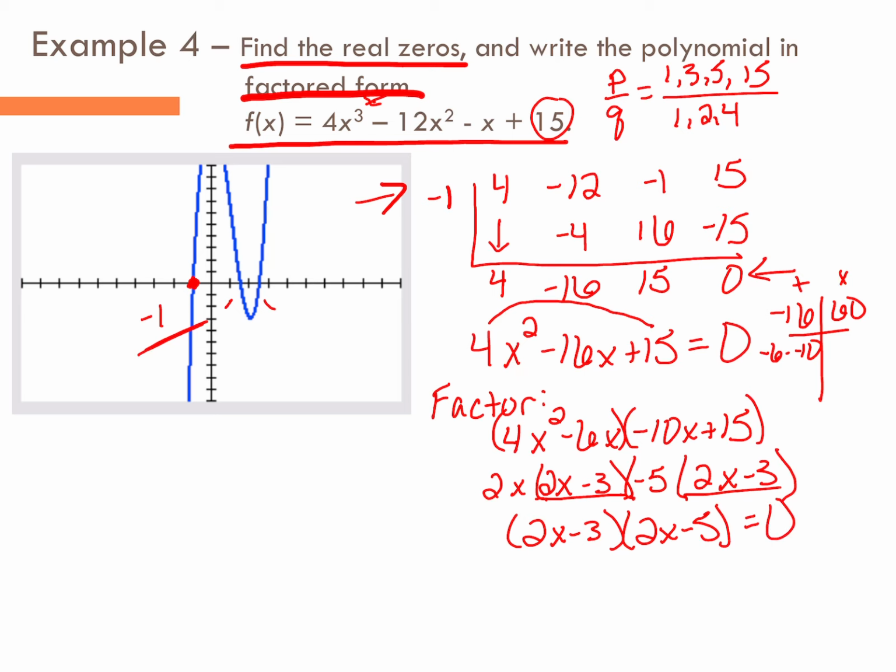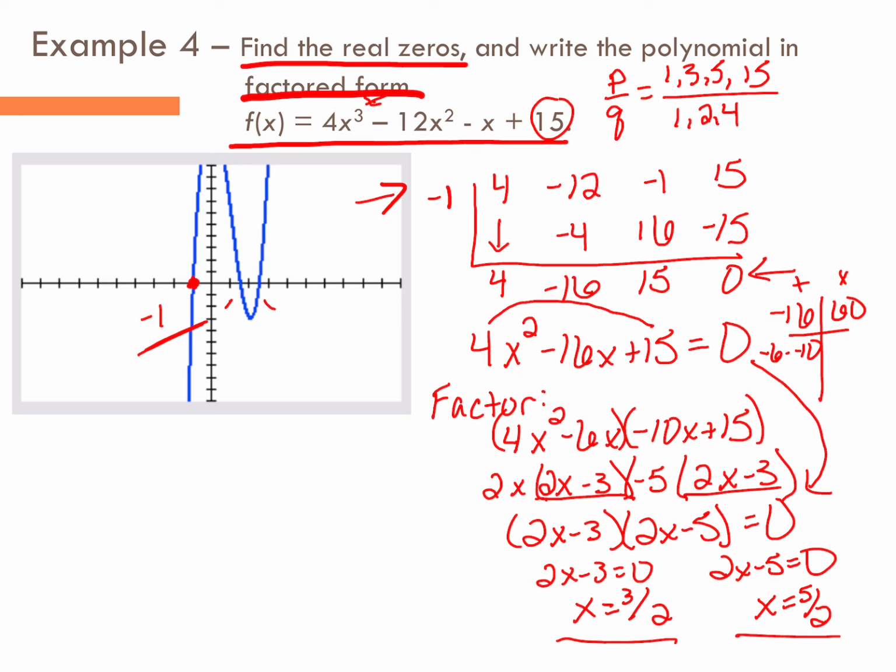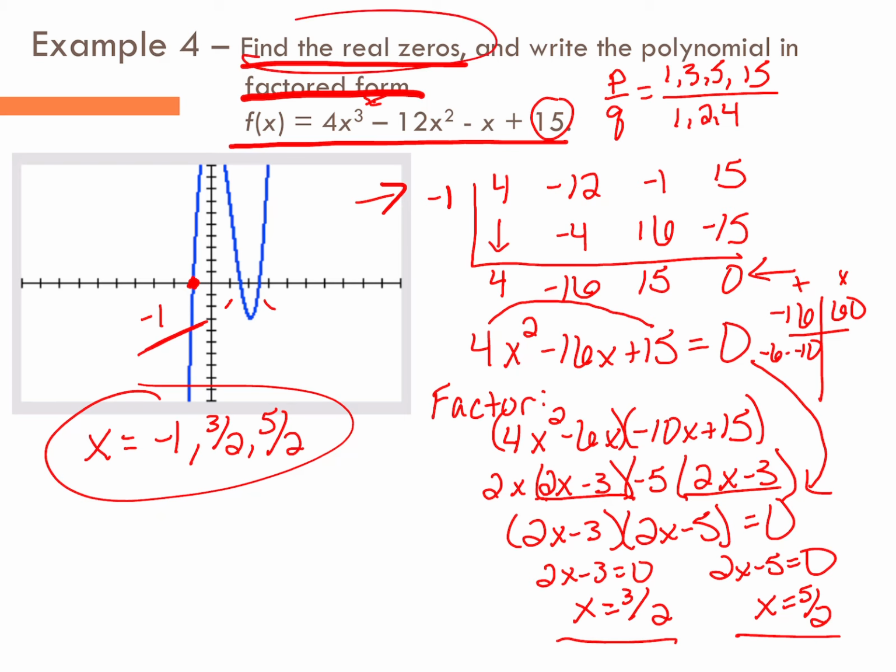We still have that equal to 0 from up here. Set each factor equal to 0. So if I set 2x minus 3 equal to 0 and 2x minus 5 equal to 0, this would give me x equals 3/2. This would give me x equals 5/2. Okay, so there's my other 2 zeros. So my zeros, if we list them, we had 3. I have negative 1 from my graph. I just found 3/2, and I just found 5/2, which makes sense where they are. So here's my zeros. That was finding them.